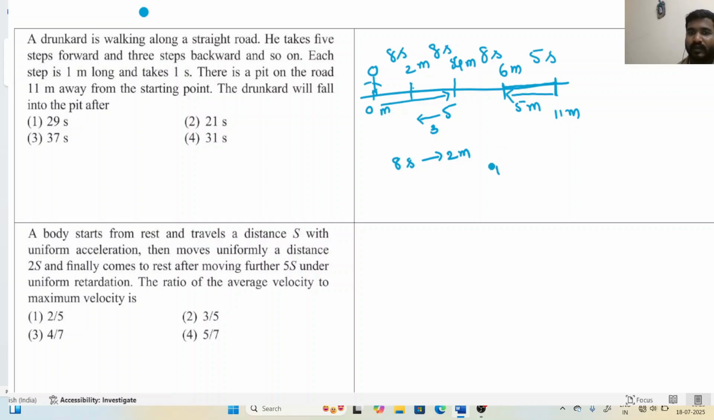That's why the total time of flight you can take as 3 into 8 seconds plus 5. So 8 threes are 24, plus 5. Therefore, you get 29 seconds. Go with option 1.